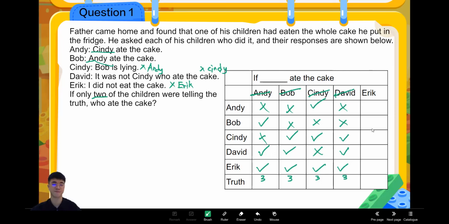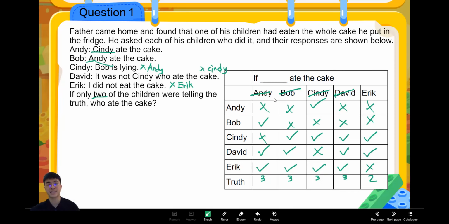So the last scenario, is it correct? Let's find out. If Eric ate the cake, it means Andy is lying, and Bob is also lying. When Bob is lying, then Cindy is telling the truth. David says it's not Cindy, so he is telling the truth. But Eric says, I did not eat the cake. He is lying. Right? Based on this scenario, there are only two people telling the truth.